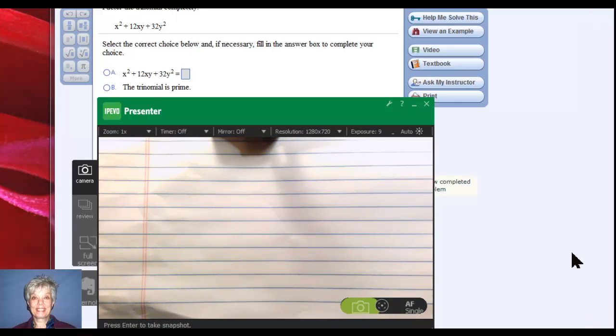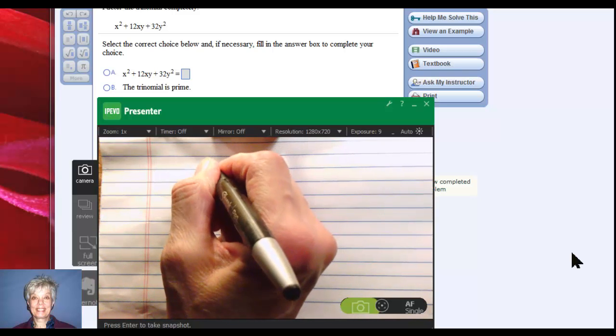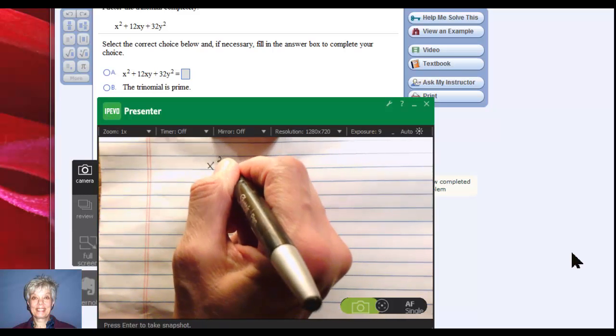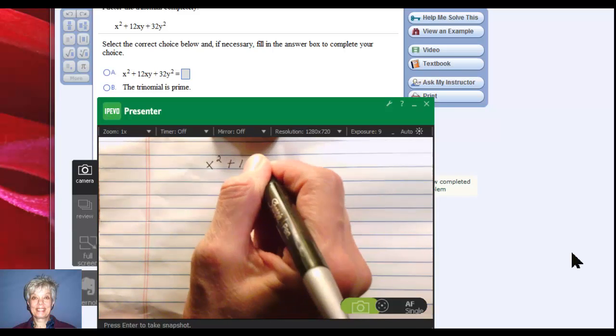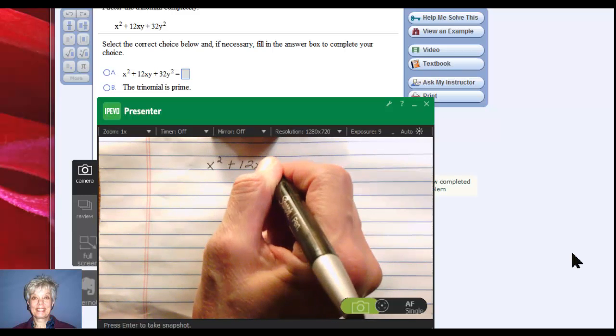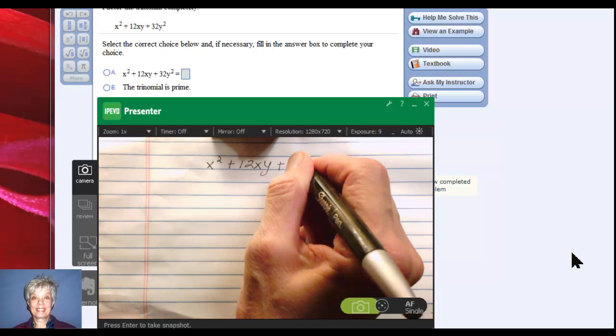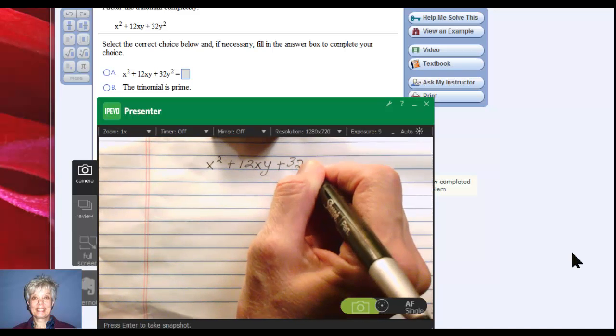Now let's look at this problem, which is the same kind of problem. It's got more than one letter. X squared plus 12xy plus 32y squared.